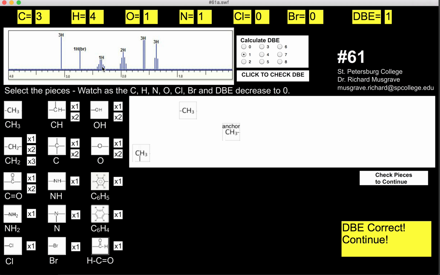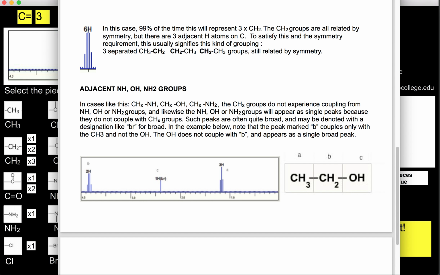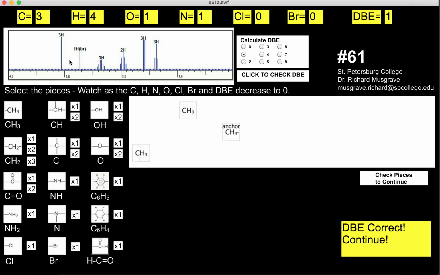A 1H that is an NH or an OH will never have multiple peaks because they don't couple to the things next to them. And you can see here, for example, this OH here is a single peak, and even though it's next to a CH2, it doesn't see it because the multiplicity rules that we use really only apply to hydrogens on carbon atoms. So let's see, that's a CH. We've got a 2H over here, and that's going to be a CH2.